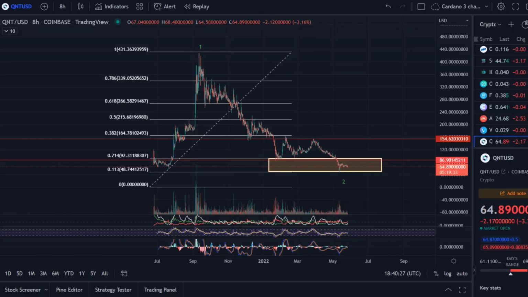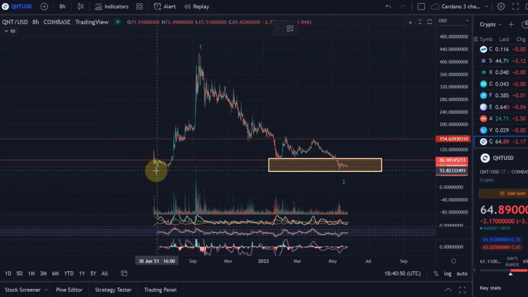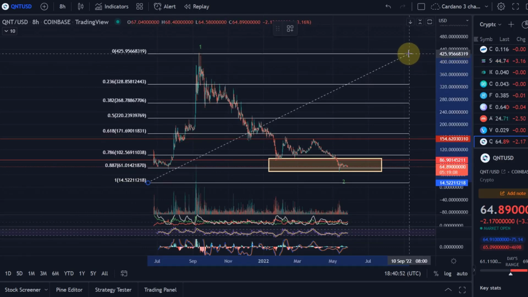Had a lot of requests for another QNT Quant update. So yeah, wanted to give you an update about Quant from an Elliott wave point of view. Already mentioned to you in the last video that this area here is highly relevant, the area between the 88.7% fib level and the 78.6, which is between $49 and $92. But let me just draw that again because I did not do it. Had the inverted settings switched on.